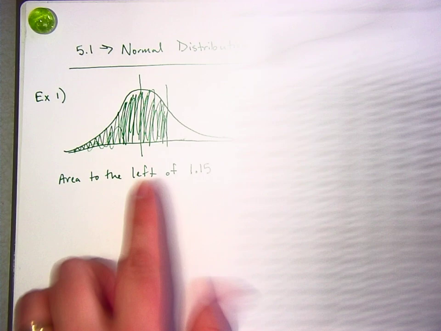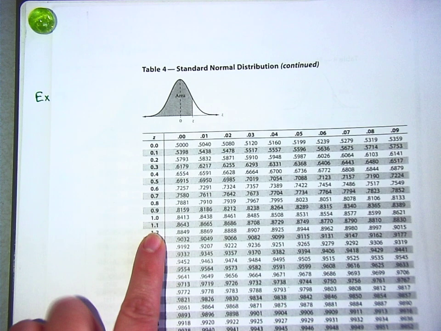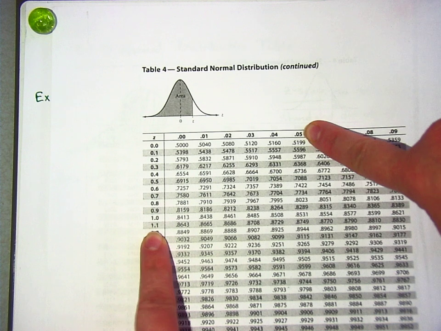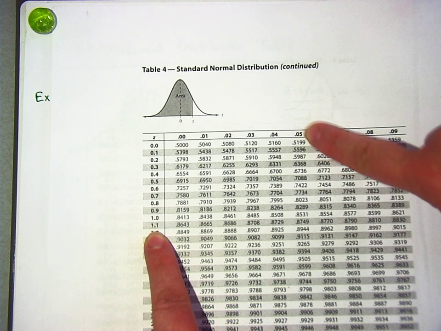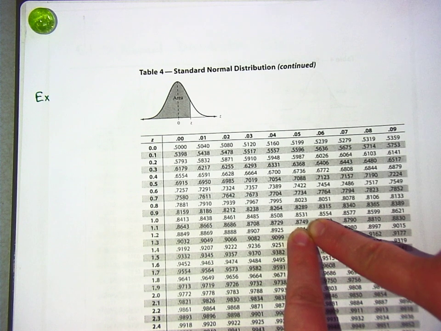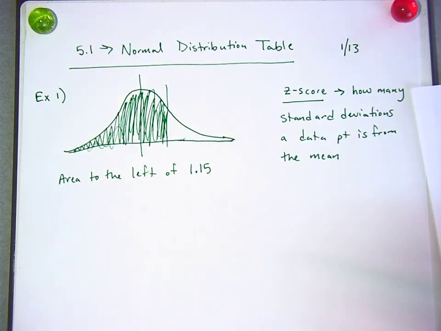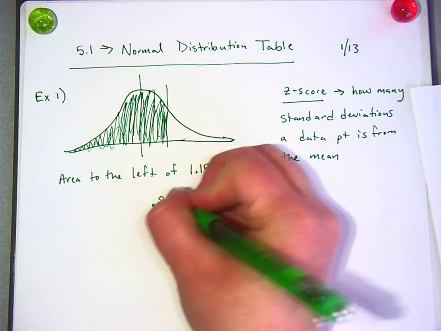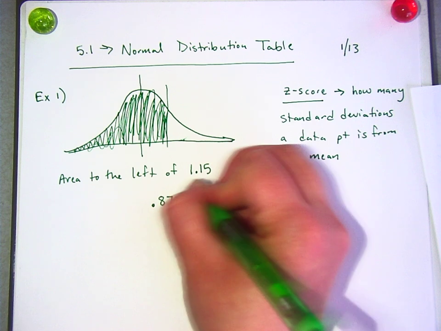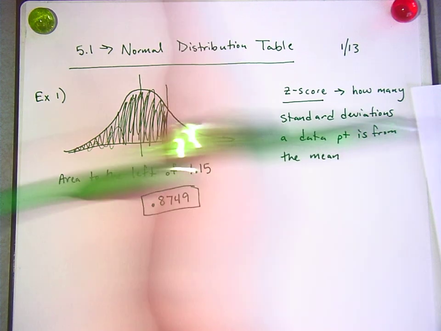Okay, so here's how you read it. We're going to be on the positive side. You're going to go to 1.1 on the left. Use your fingers. 1.1 on the left. On the top with your other finger, find that 0.05. So the hundredths are on the top. And then you come together. I got 0.8749. Okay, that is correct. My picture wasn't that good, but 0.8749. 87.49% of the stuff is over there.